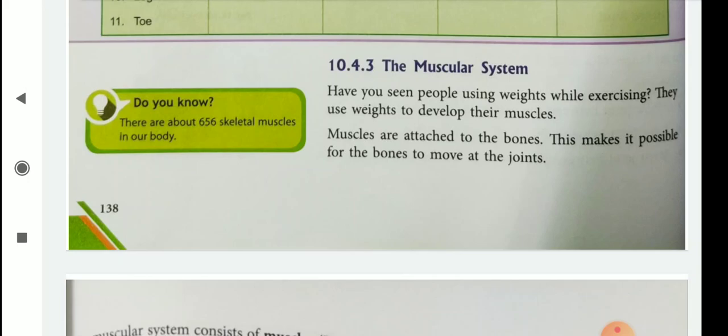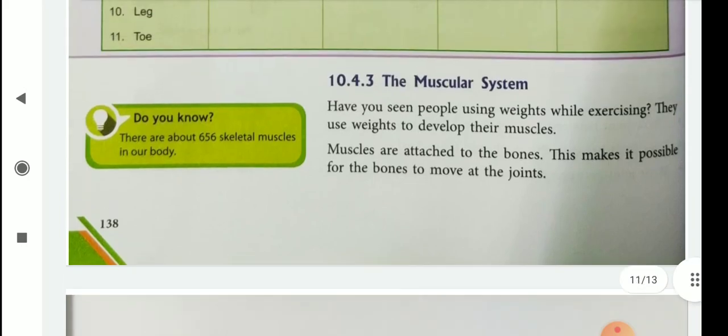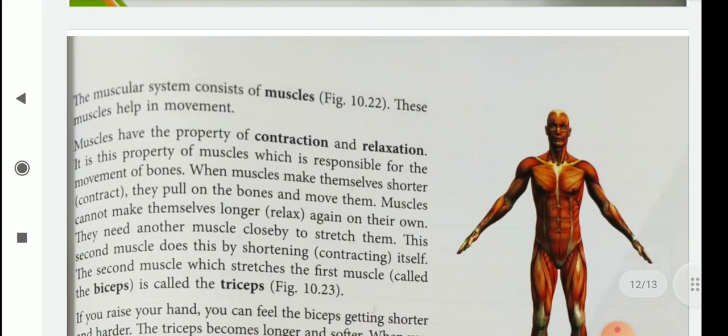Muscles are attached to the bones and this makes it possible for the bones to move at the joint. Children, you know there are about 656 skeletal muscles in our body. The muscular system consists of muscles. These muscles help in movement. Muscles have the property of contraction and relaxation. It is this property of muscles which is responsible for the movement of bones.